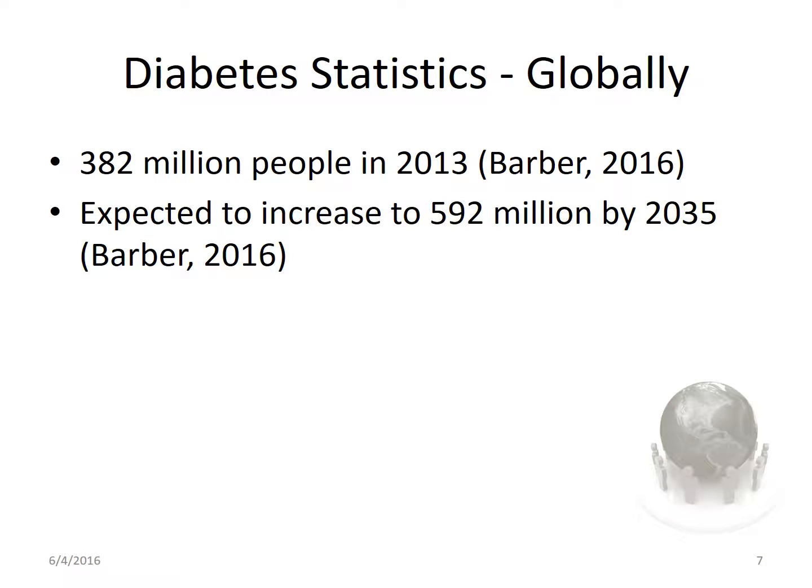Diabetes statistics globally. 382 million people were diabetic in the year 2013. This was expected to increase to 592 million by the year 2035.